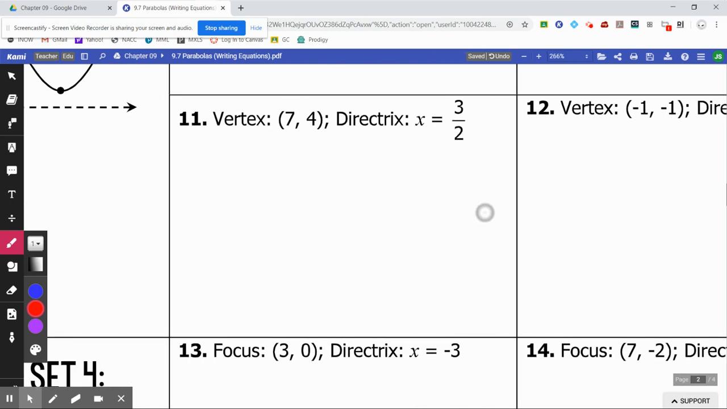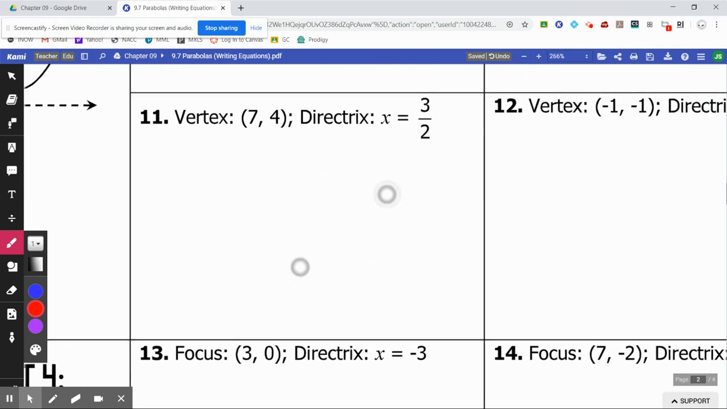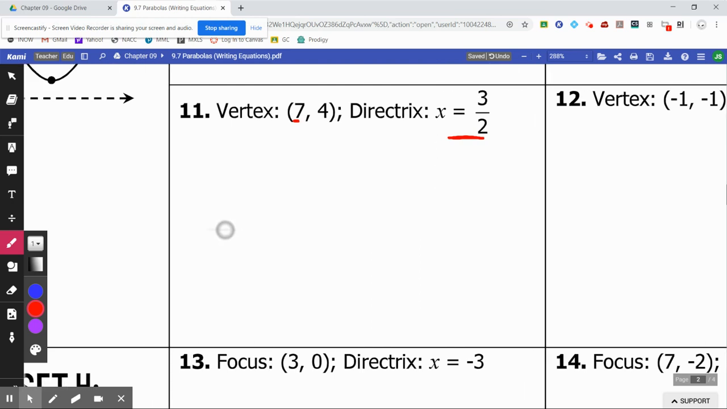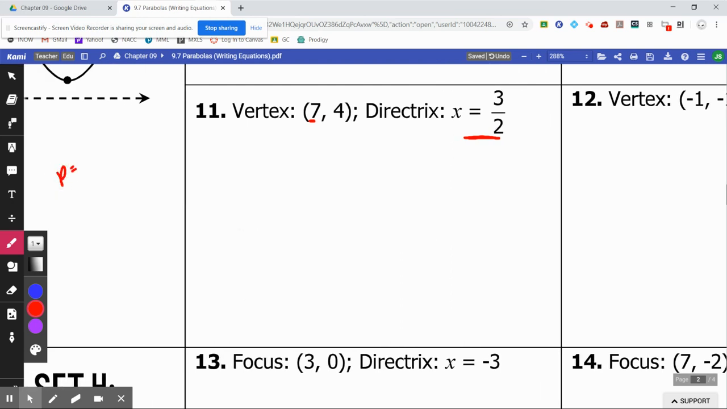Number 11. The distance from our vertex to our directrix. Again, this is a little tricky because since we're given an x equals 3/2, we're going to have to find the distance from here to here, from 7 to 3/2 to find that p value. So our p value is going to be the distance from 7, which would be 7 over 1, to 3/2. So we could subtract the 2. This would be 14 over 2 minus 3 over 2, which will be 11 over 2 is our p value.